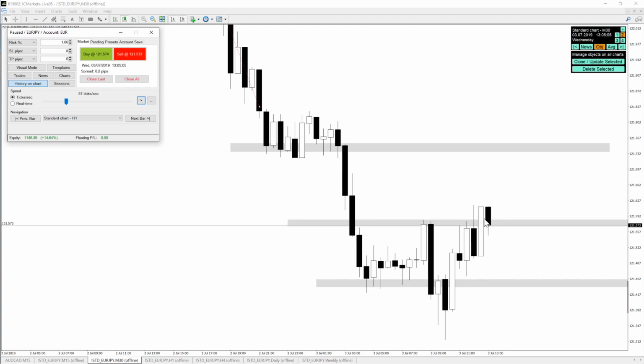But if it closes back in the range, then there's going to be a high probability price is going to continue down over here, just like the same trade we took previously. So yeah, we're waiting again. We're waiting for price to do something that we like and then maybe execute on it.